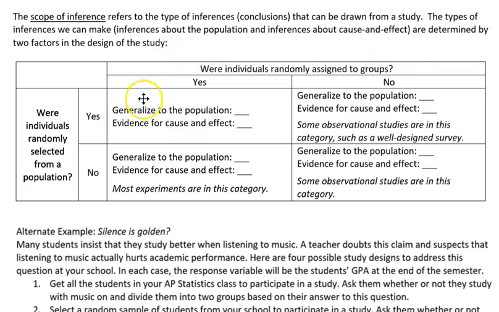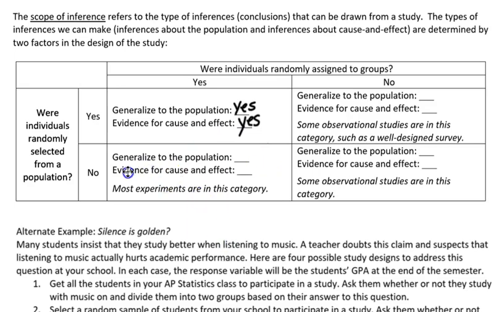So, if individuals were randomly selected from a population, we can say that they are representative of the population. Therefore, any results we get can be generalized to the population. So yes, we can generalize to the population in this case. Were individuals randomly assigned to groups? That means we have an experimental design where there's some sort of a treatment group, and we then can have evidence for cause and effect. If we see a difference in the treatment groups, there would be evidence for cause and effect. So if the individuals are randomly assigned to groups, we can possibly find evidence for cause and effect.